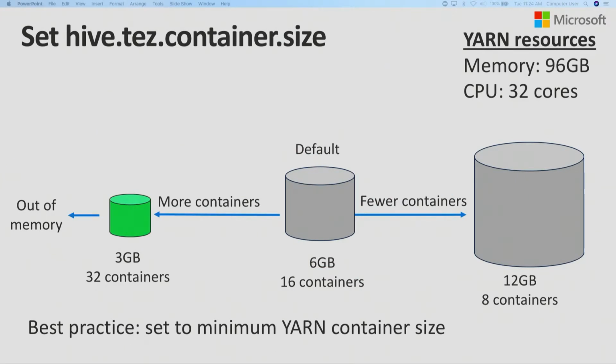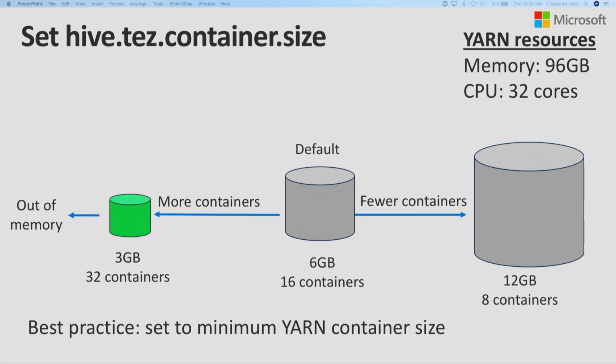So Hive is a little bit different from Spark in that in Hive, each container runs single-threaded. Right? So in each container, I can run one thread, and therefore having more containers is always to my benefit because I can run more threads concurrently. And for example, today we're going to use Tez. And so with Tez, we're going to start with a default of 6 gigabytes, which gives us 16 containers.